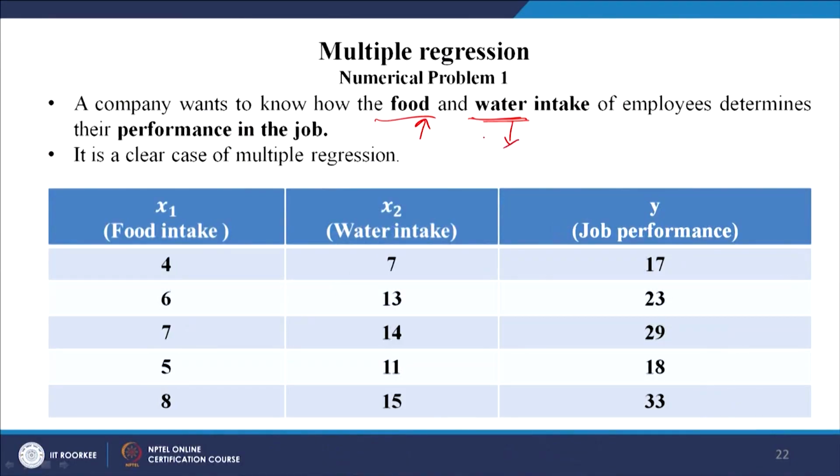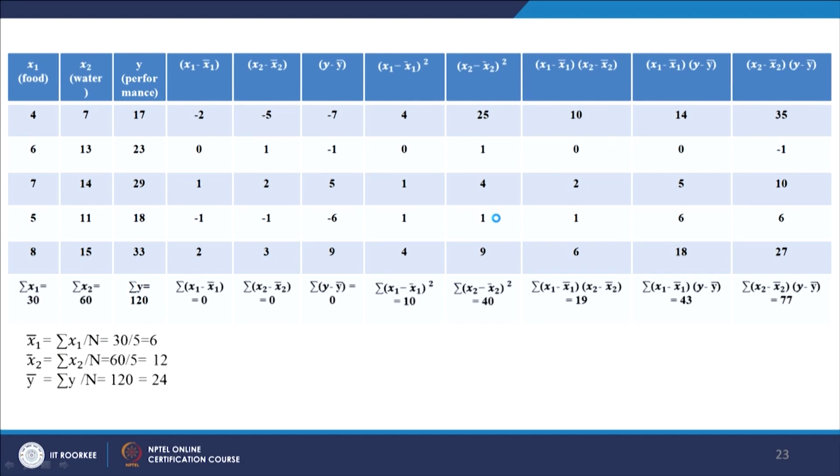So in that case, water intake should be high, but not so high that you frequently visit the washroom, and food intake should not be very high on the other hand. This one should not be very high and this one should not be very low, to dehydrate you. So we want to see how this affects job performance, and let us see this case. Okay, so how do you do this?